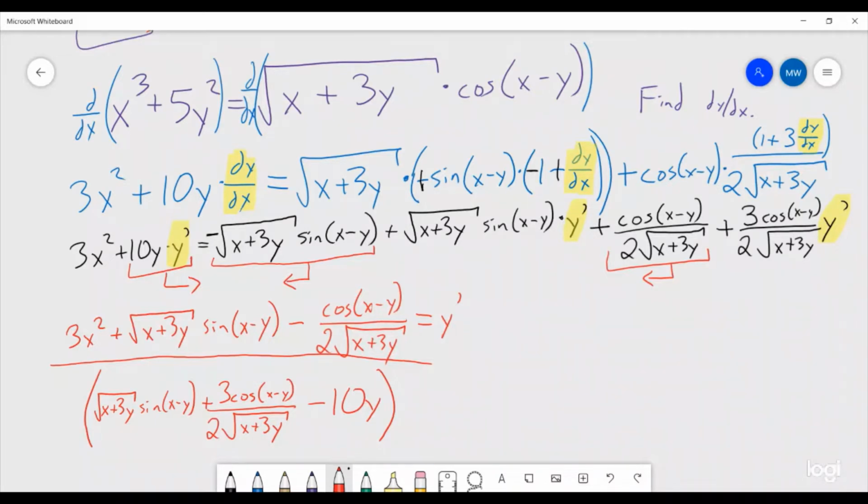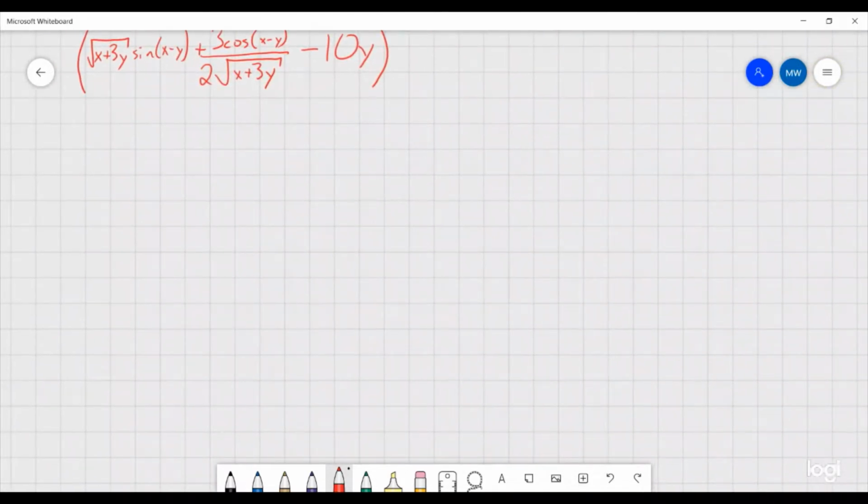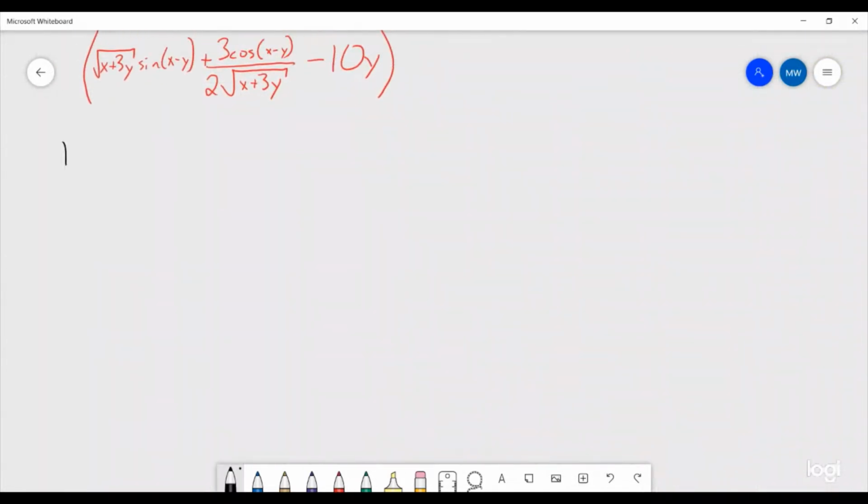So let's transition from these directly implicit differentiation problems to some common ones that you might see on a test, especially in a multiple choice setting. So, find dy/dx for the following.